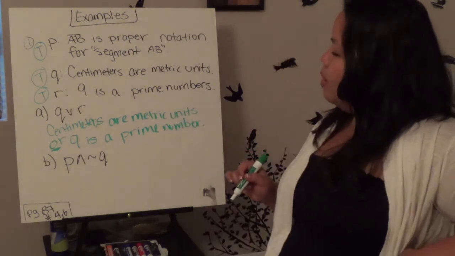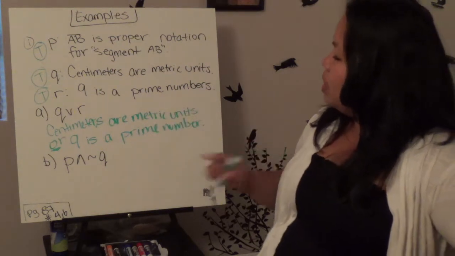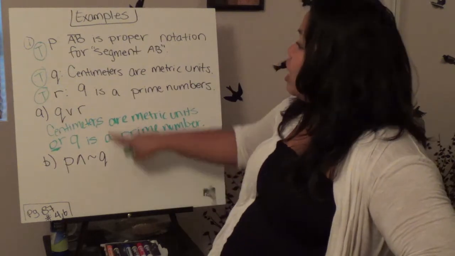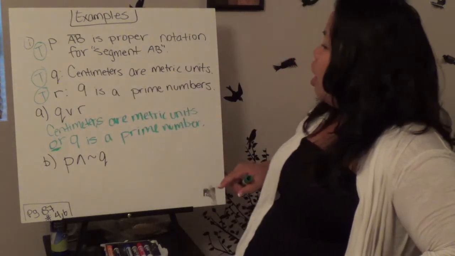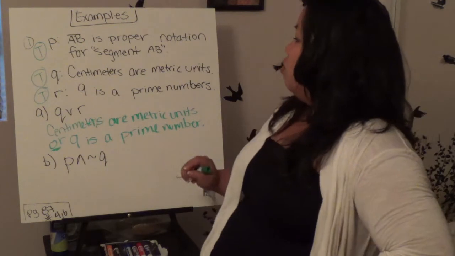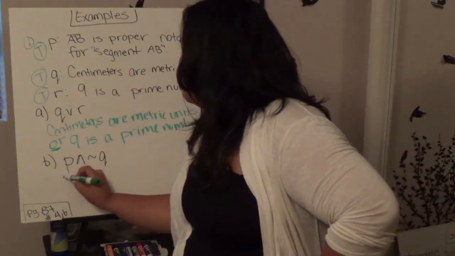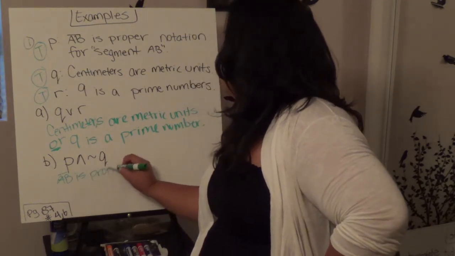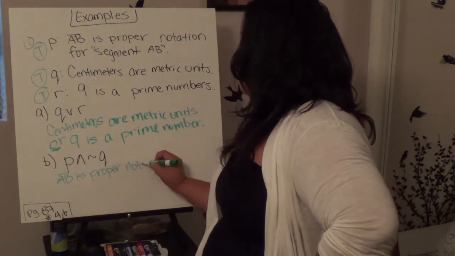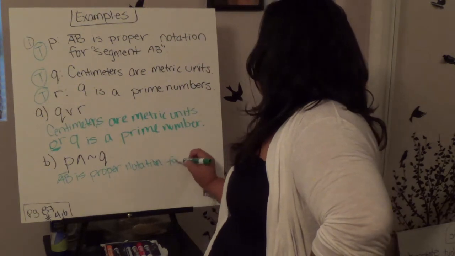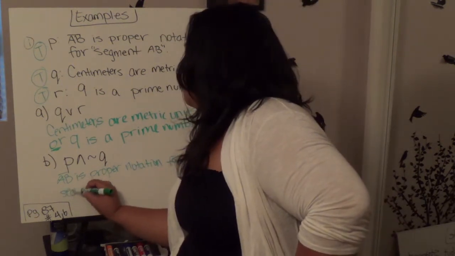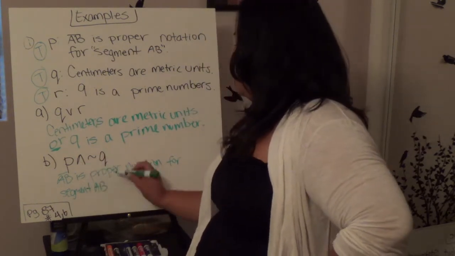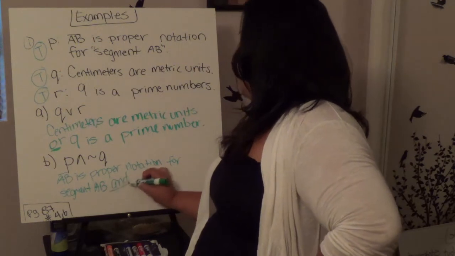Okay? Now the other one is a little bit tricky because it has this squiggly line, and this means what? That's negation. So basically, instead of writing Q, I'm going to write not Q. So I'm going to write P, which is AB, is proper notation for segment AB. And this sign shows us and, so that term is and, the arrow pointing up.